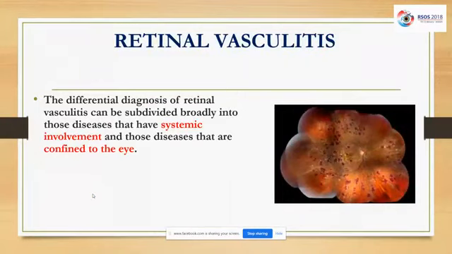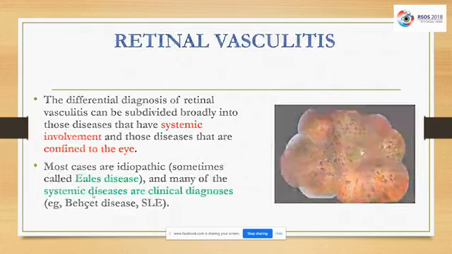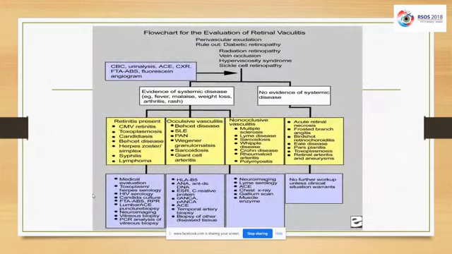Retinal vasculitis: the differential diagnosis can be subdivided broadly into those diseases that have systemic involvement and those just confined to the eye. Most cases of retinal vasculitis can be idiopathic, and sometimes it's called Eales disease. Many systemic diseases can be diagnosed clinically by taking a good history, and we mentioned before how to diagnose those if you suspect Behçet and systemic lupus erythematosus. So this is the main scheme for diagnosis of retinal vasculitis and the flow chart that you need to use to evaluate those patients.